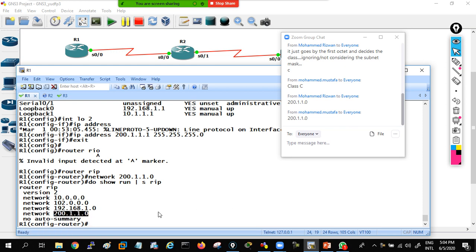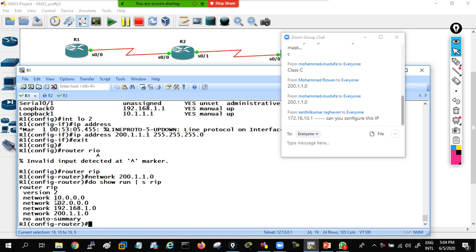So for example, based on class, it is not just advertising IP addresses. In its configuration inside the router, it will take it as classful. This is called classful. You understand, guys? Everybody has to understand this. This is called classful. It will take it as a classful mask.